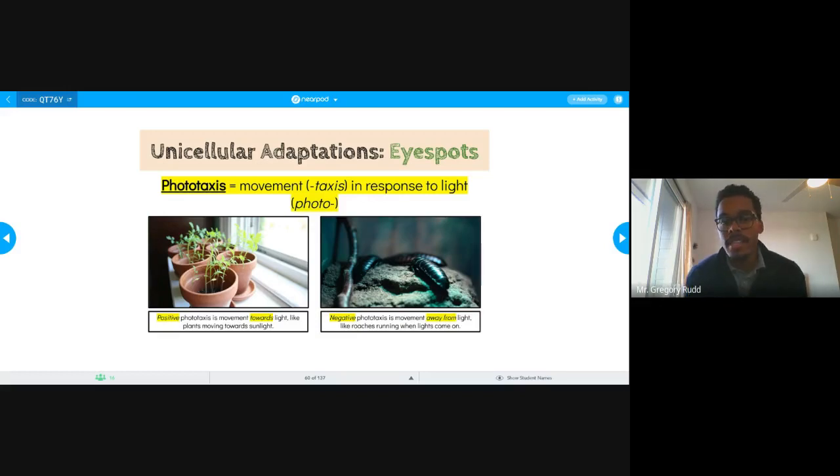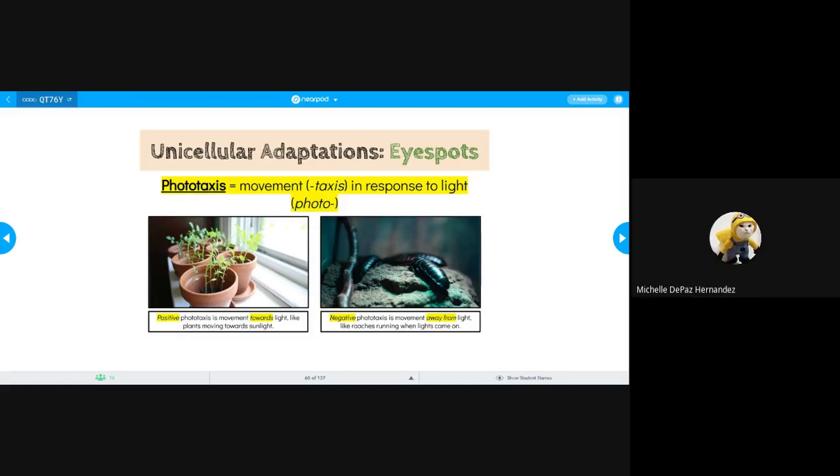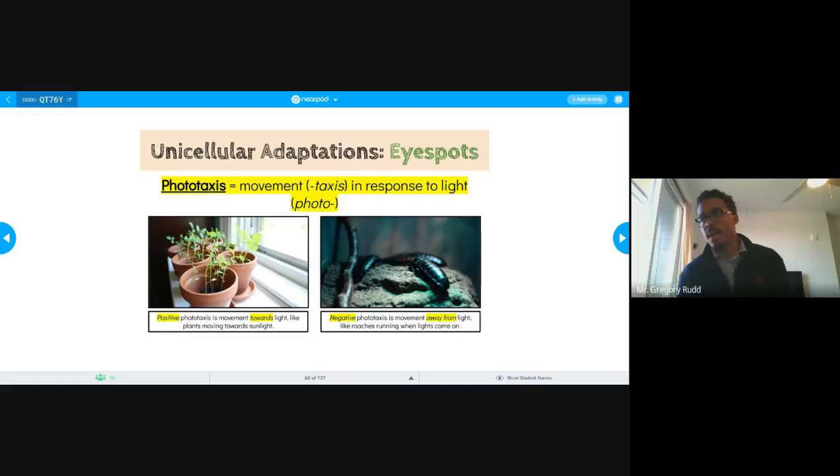If phototaxis is movement in response to light, then what do you think chemotaxis would be? C-H-E-M-O taxis. Phototaxis is movement in response to light, then what is chemotaxis? Chemicals? Yeah, it's movement in response to chemicals.